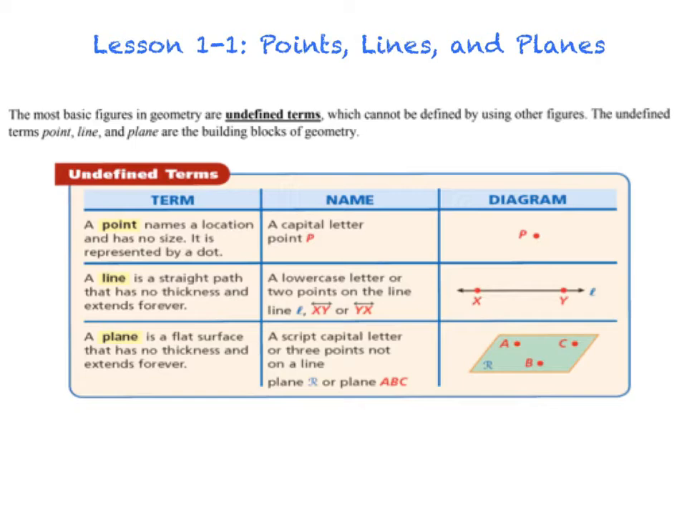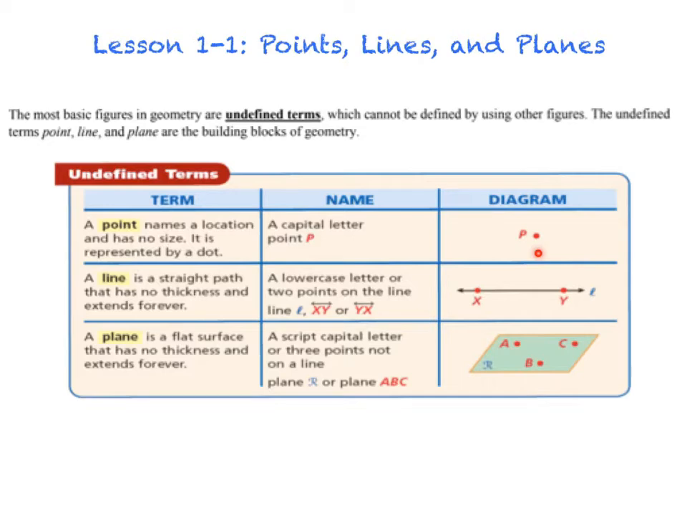Points are typically represented by just one capital letter. So in this case, this point is called point P. And it's important to name these points with letters so that when we're talking about specific points, we know which one we're talking about.